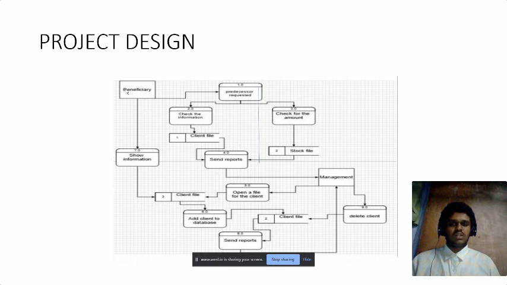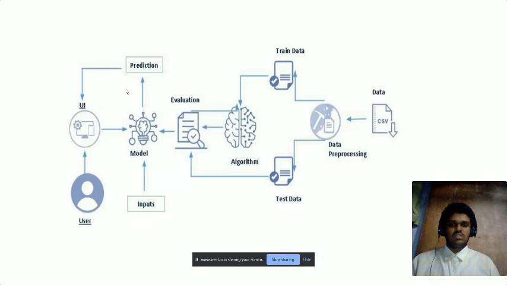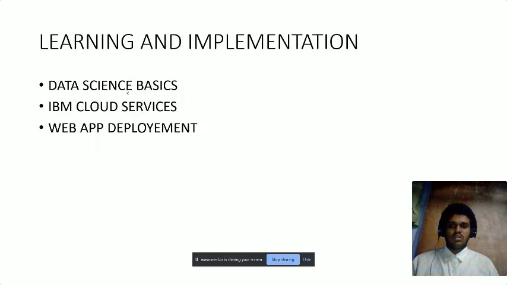This is our project design. We're getting the data from scratch, and how it was pre-processed and made from the information. This is our actual path flow of our model, and let's jump into the implementation and learning path.